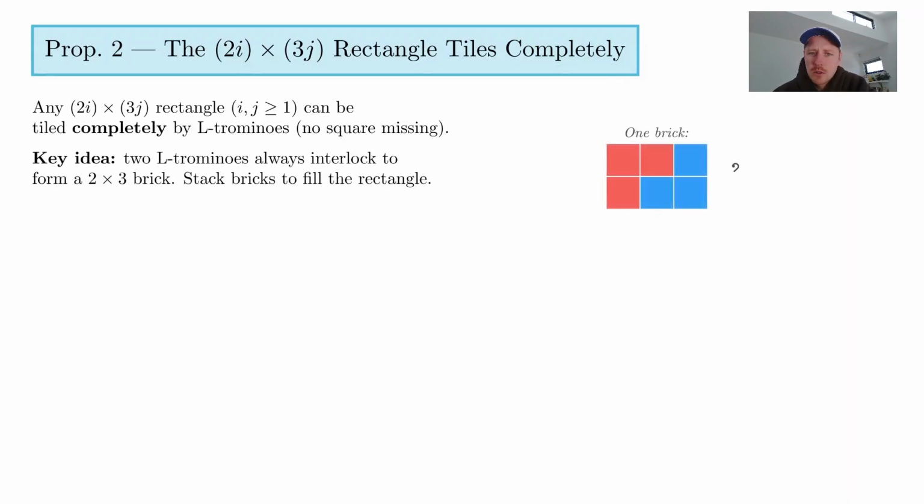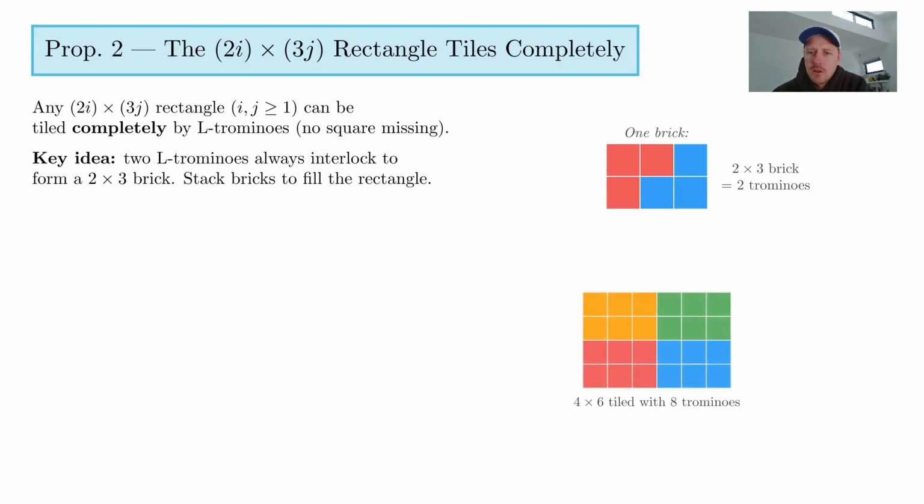Proposition 2: rectangles can be tiled completely. And I think this is the most straightforward part of the video. If you put two trominoes together, you get a 2 by 3 brick. And so you can see just by that logic, any 2i by 3j rectangle can be tiled completely. So if the number of rows is a multiple of 2 and the number of columns is a multiple of 3, or vice versa, then you can tile that rectangle completely.